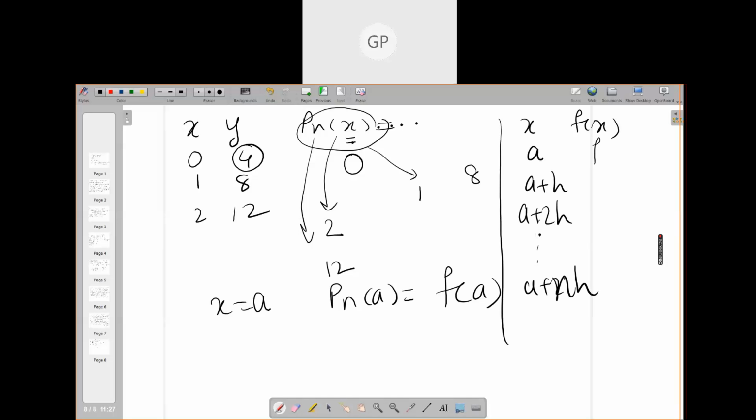Then my f(x), how do I write f(x)? I write f(x) at x equal to a as f(a), f(x) at x equal to a plus h as f(a plus h), f(a plus 2h), and so on, f(a plus nh). Do you understand this point?